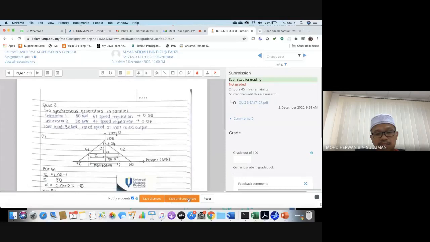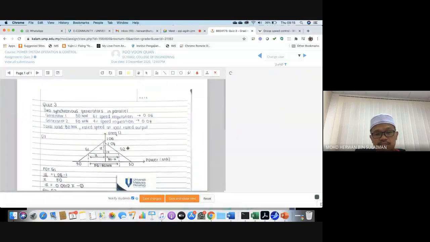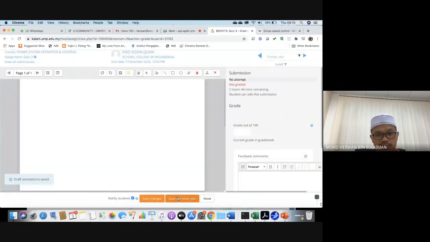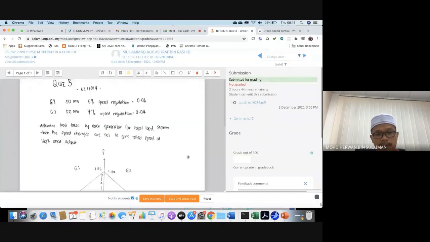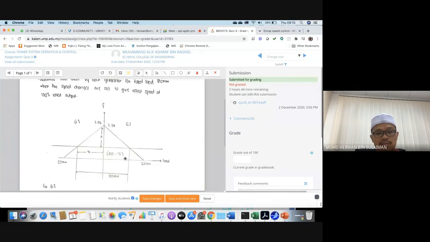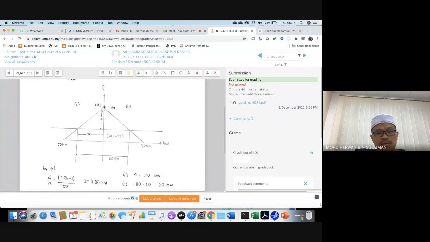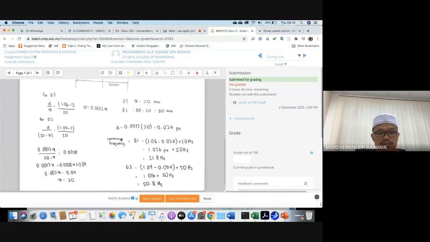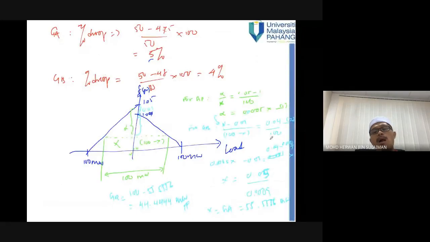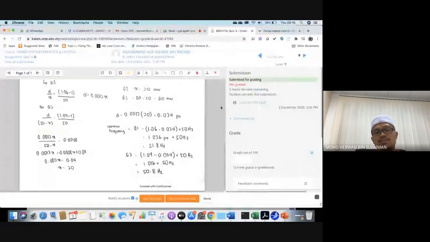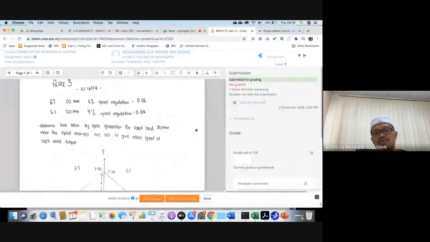Siapa lagi? Saya tak jumpa yang betul. Ni salah, ni gambar tahu salah. This one is wrong. You need to change because this is how you can calculate your value there. It's wrong. So the correct one is like this. Boleh? For those who think you are correct, no need to resubmit. But you think you are wrong, so please resubmit.